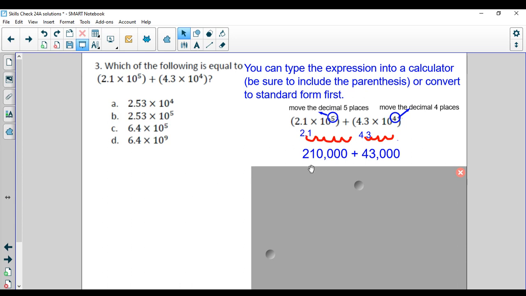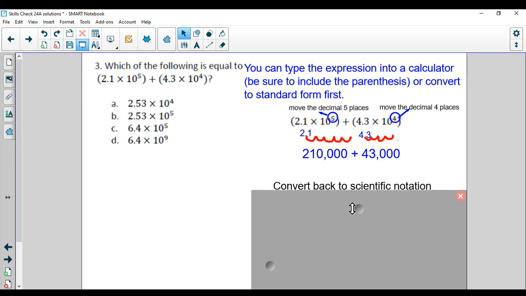So this truly is the problem 210,000 plus 43,000. If we add those up, we get 253,000.